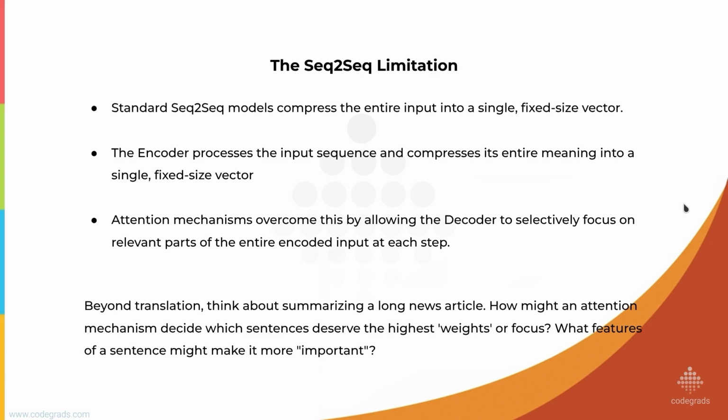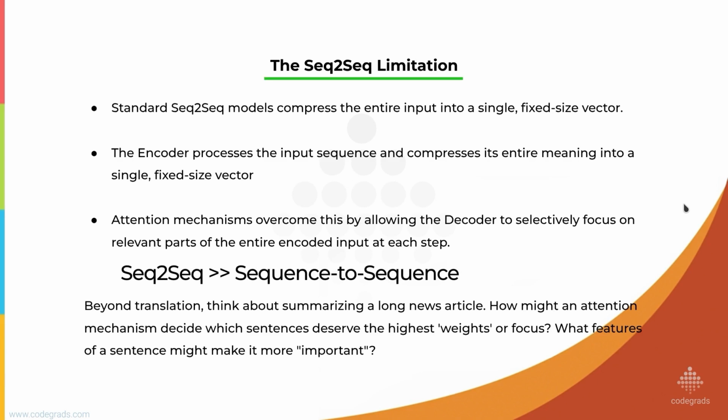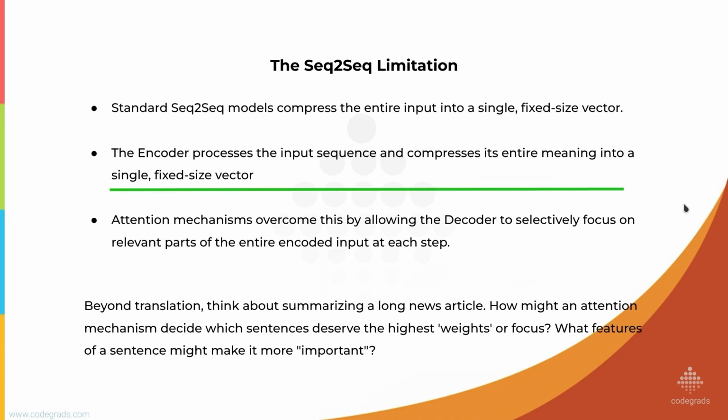To really appreciate attention, let's look at what came before. Standard sequence to sequence, or seq2seq, models had a limitation. The encoder part would read an entire input, say, a sentence to be translated, and compress its entire meaning into a single, fixed size vector. Think of it like trying to summarize a whole movie into one single word. You'd lose a lot, right? This squashing meant important details, especially from earlier parts of the input, could get lost.